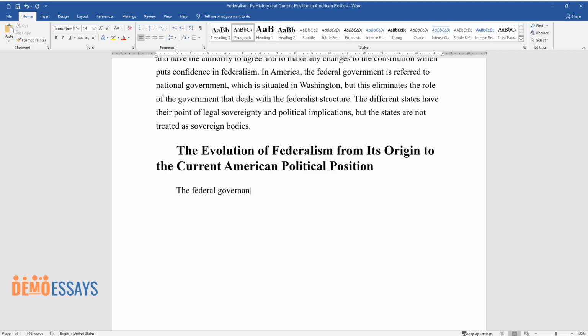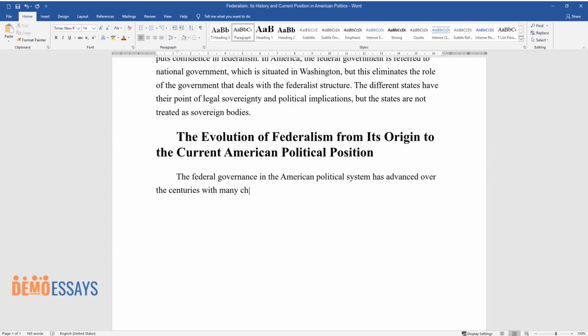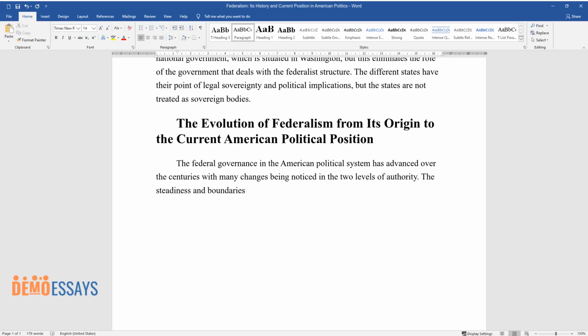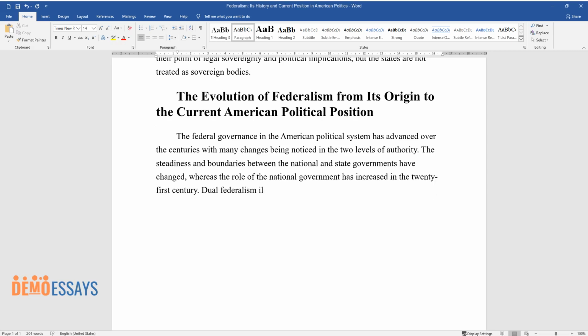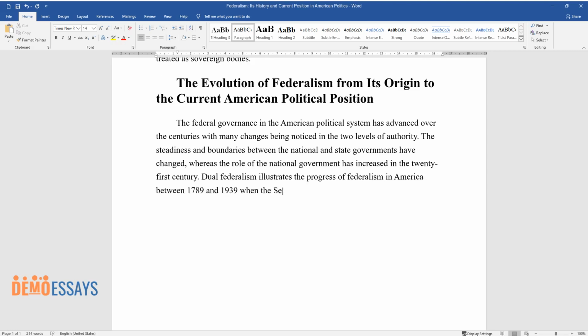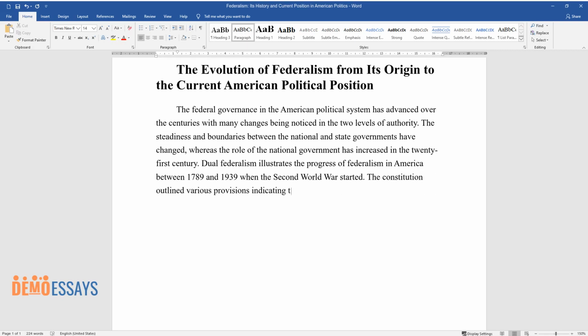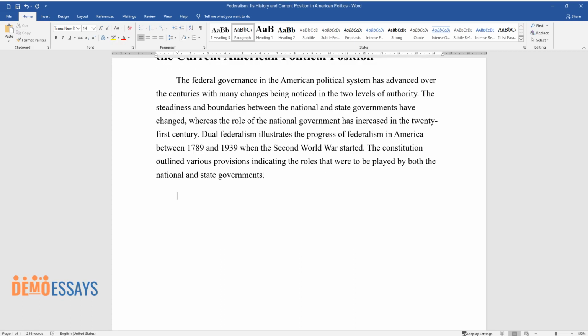The federal governance in the American political system has advanced over the centuries, with many changes being noticed in the two levels of authority. The steadiness and boundaries between the national and state governments have changed, whereas the role of the national government has increased in the 21st century. Dual federalism illustrates the progress of federalism in America between 1789 and 1939, when the Second World War started. The Constitution outlined various provisions indicating the roles that were to be played by both the national and state governments.